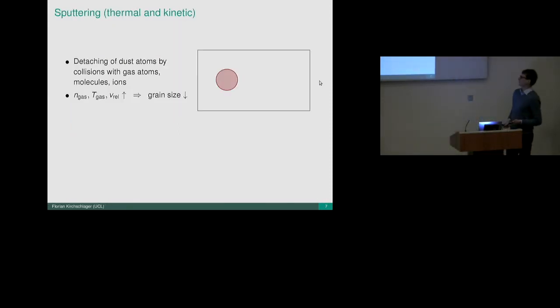Let's destroy the dust. First of all, with sputtering. Sputtering is the detaching of dust atoms by collisions with gas atoms. So we have a dust grain, which is in a gas. Then gas atoms are colliding on this dust grain, picking up atoms from the dust grain. So the final dust grain size is smaller than the grain size before.